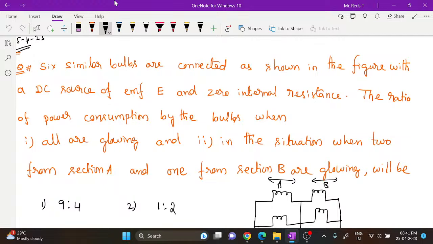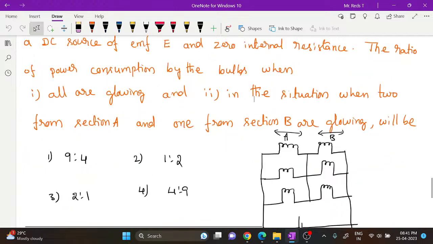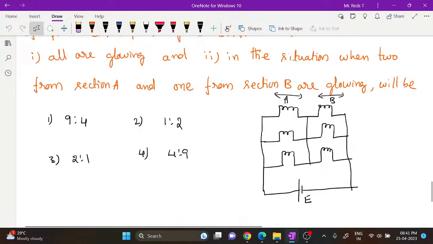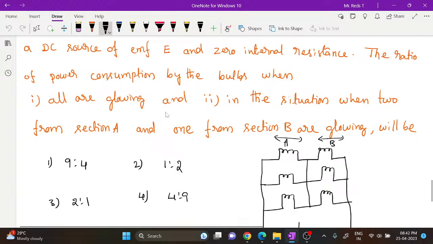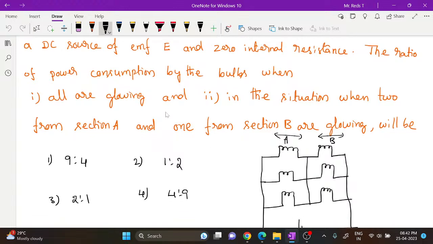So you can note down the question and draw the circuit diagram, the figure, and the options. This is the figure. In section A, three bulbs are connected, and in section B, three bulbs are connected in this fashion, which are in turn connected to a DC source of EMF E with internal resistance 0. Now, you are asked to find the ratio of power consumption by the bulbs in two cases. First case, when all bulbs are glowing.